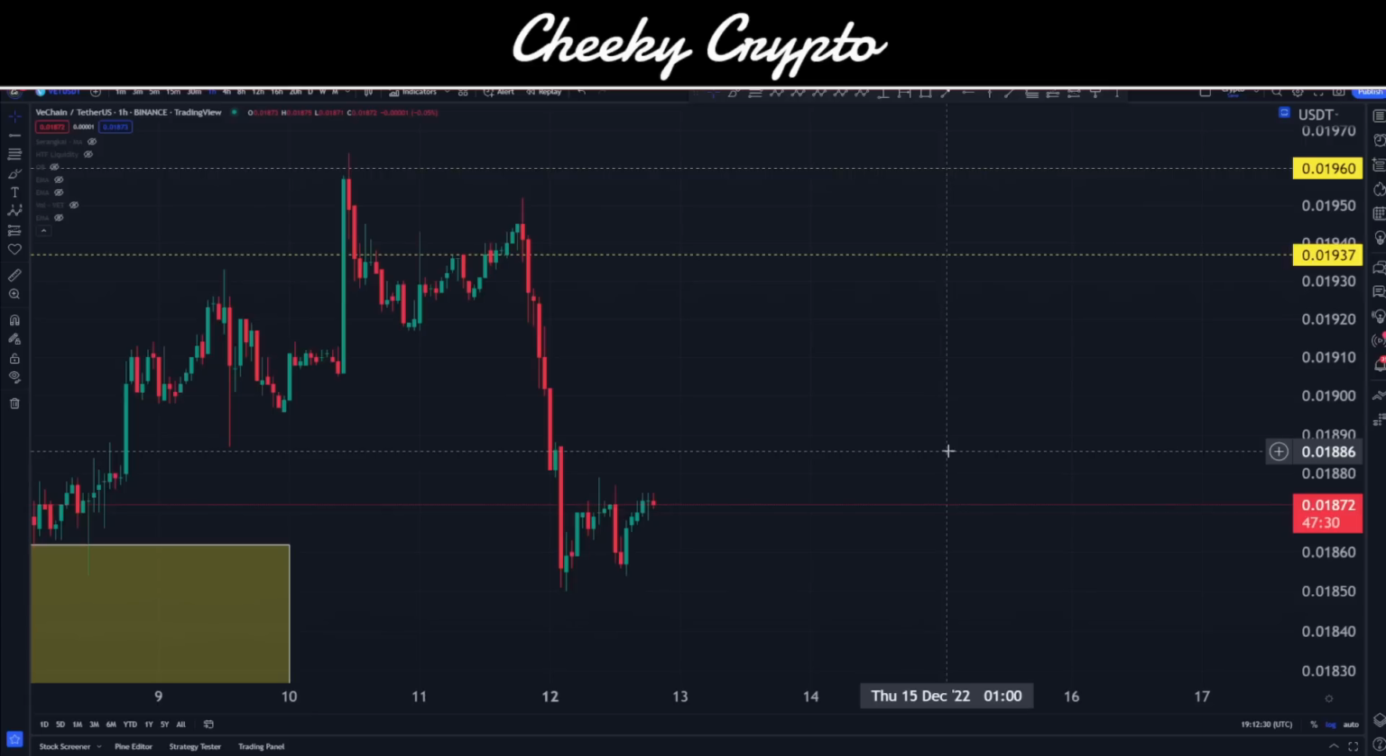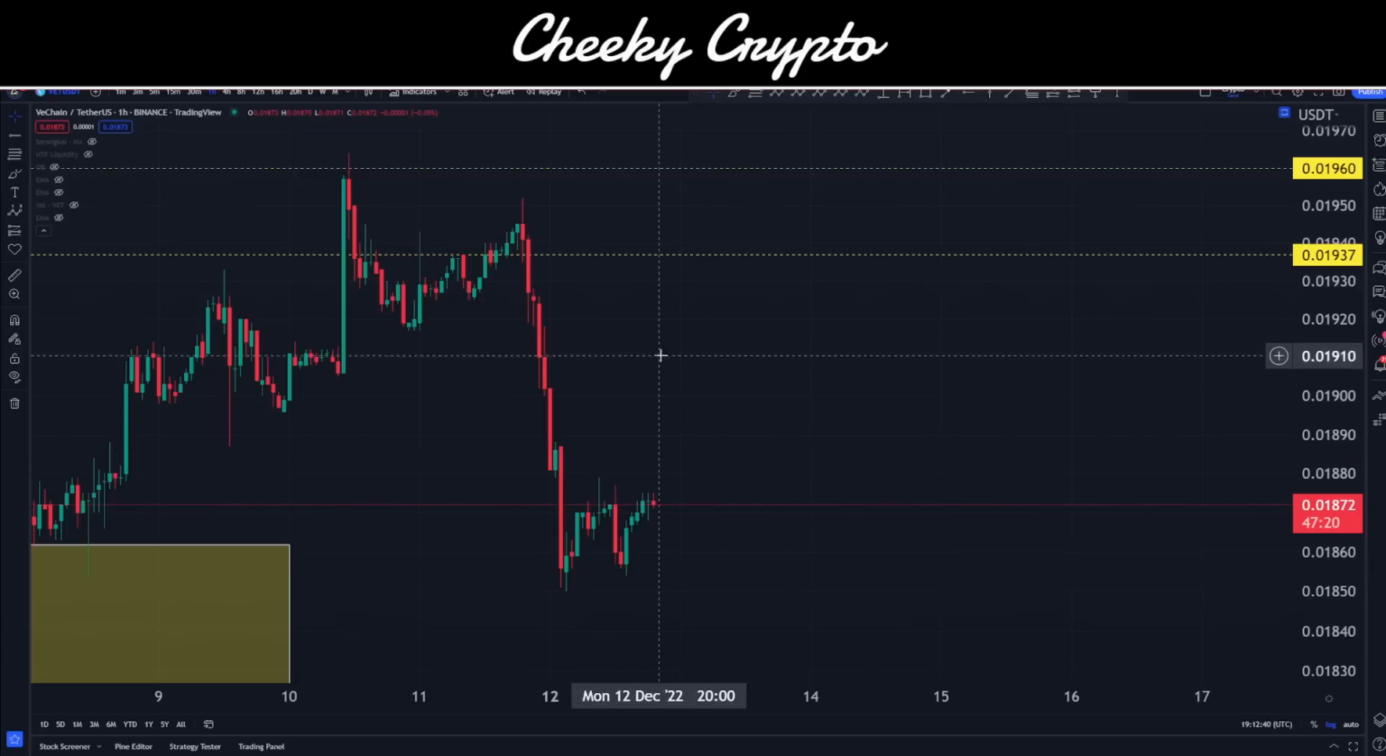Okay, let's jump on down into this. Right here we have Vechain paired up with USDT on the hourly chart, and Binance is our data source. And you know, we've got some interesting things going on here.